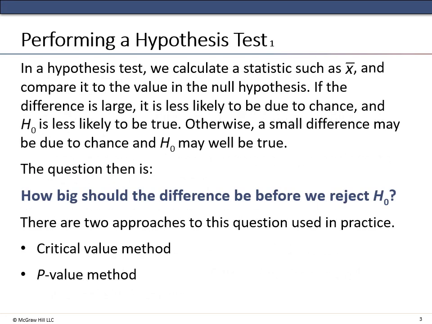In a hypothesis test, we calculate a test statistic such as x bar, and then we compare it to the value in the null hypothesis. If the difference is large, it is less likely to be due to chance, and therefore the null hypothesis is less likely to be true. Otherwise, a small difference may be due to chance, and the null hypothesis may well be true. This leads us to ask, how big should the difference be before we reject the null hypothesis? There are two approaches to this question used in practice, the critical value method and the p-value method.